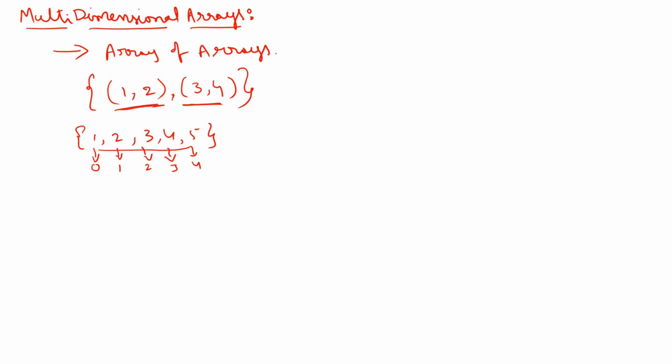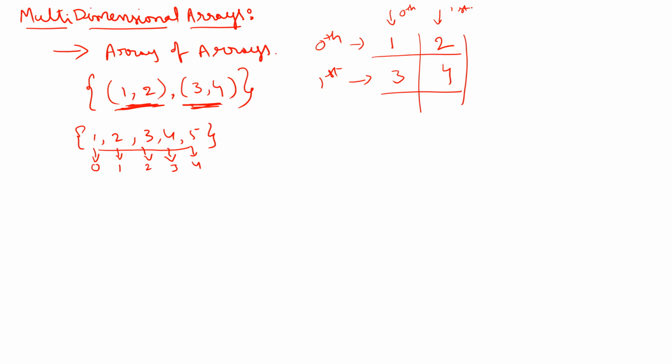To easily remember the index in a multi-dimensional array, we can think of it as rows and columns. That means the first array is the first row and the second array is the second row. So there are 2 rows here and 2 columns. This is the 0th row and this is the first row. Similarly, this is the 0th column and this is the first column.